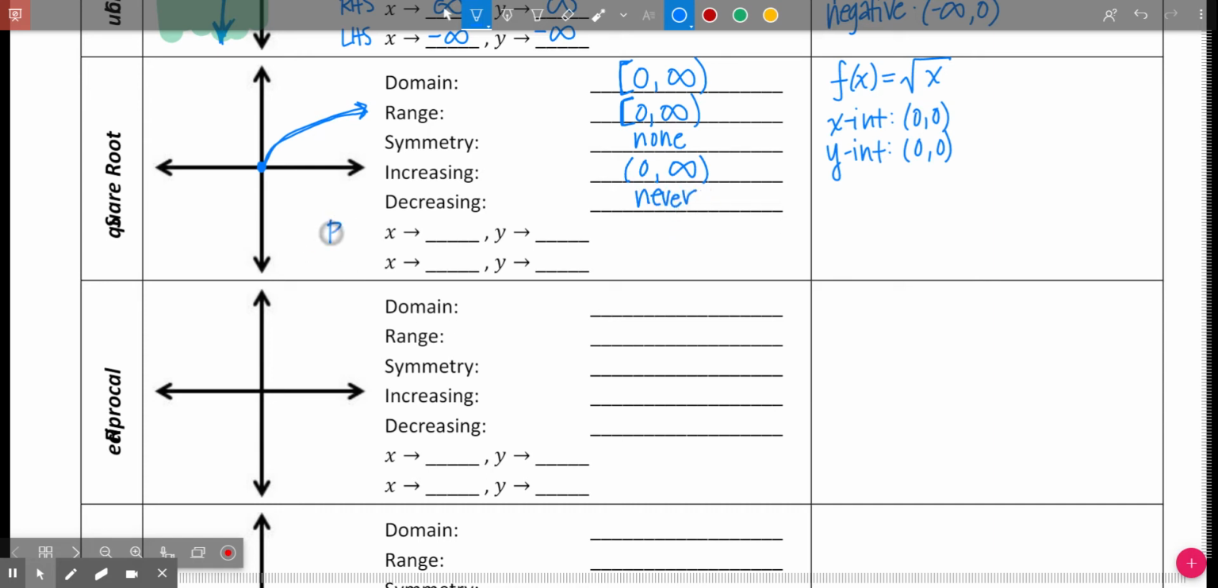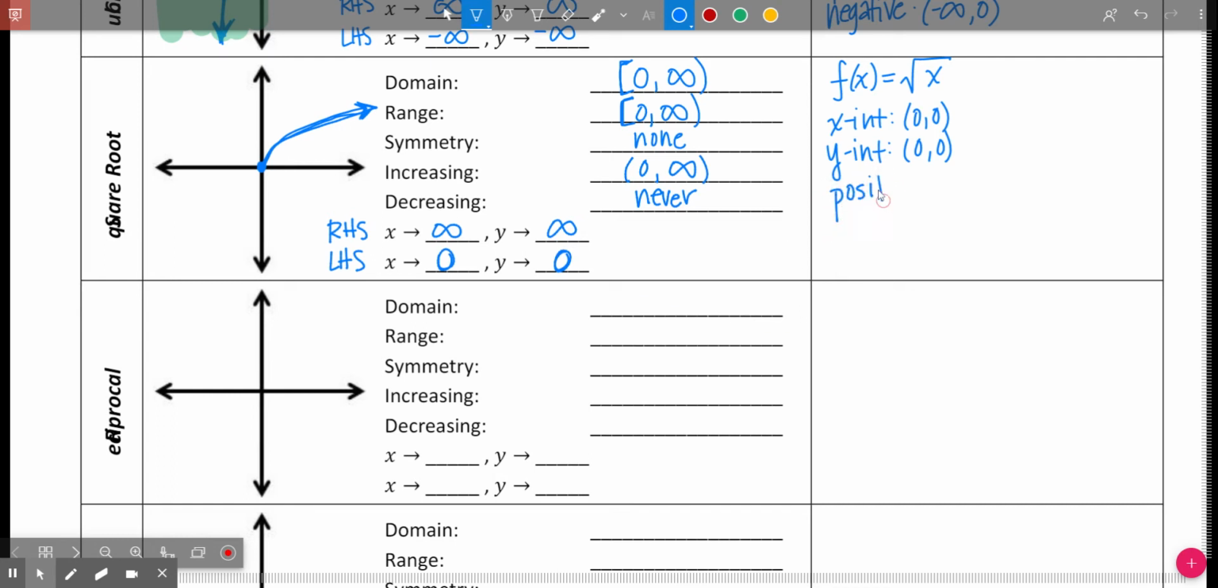Now, on the right-hand side of our graph, so as x goes to infinity, my graph is going to continue to grow, so y goes to infinity. But on the left-hand side of my graph, I'm not going to approach negative infinity. I approach 0. And as x goes to 0, y goes to 0.